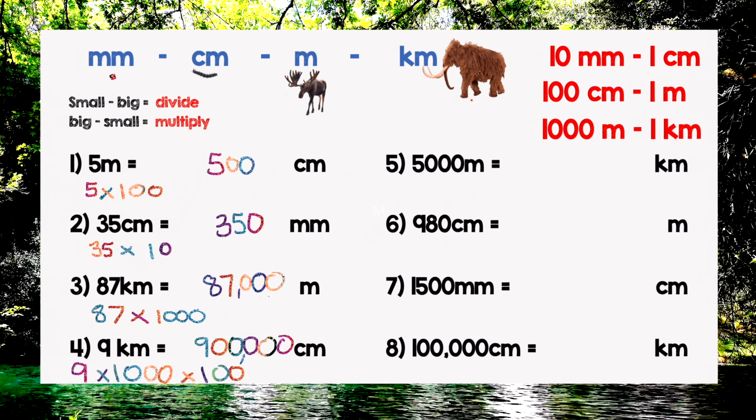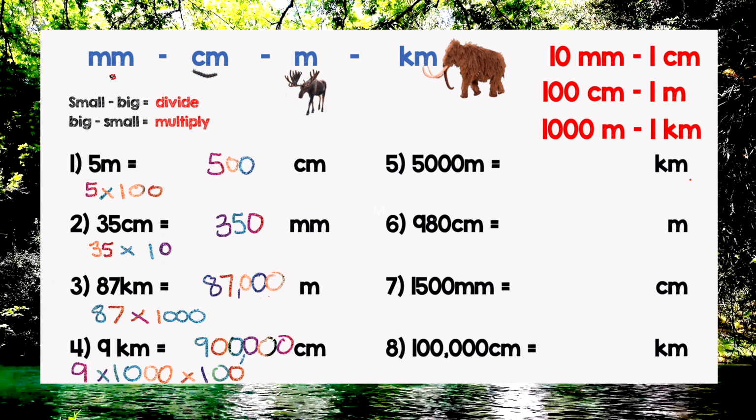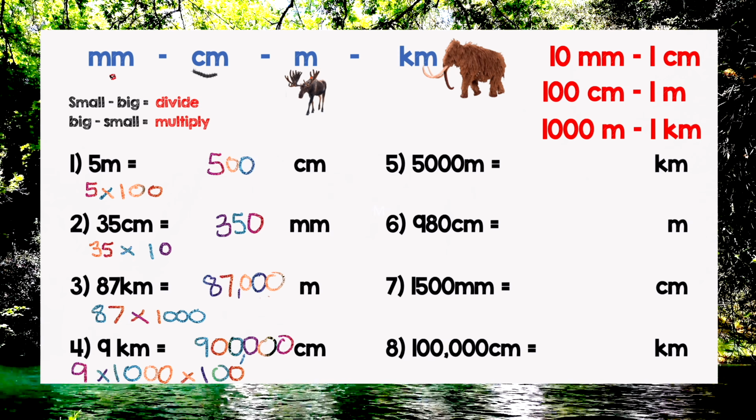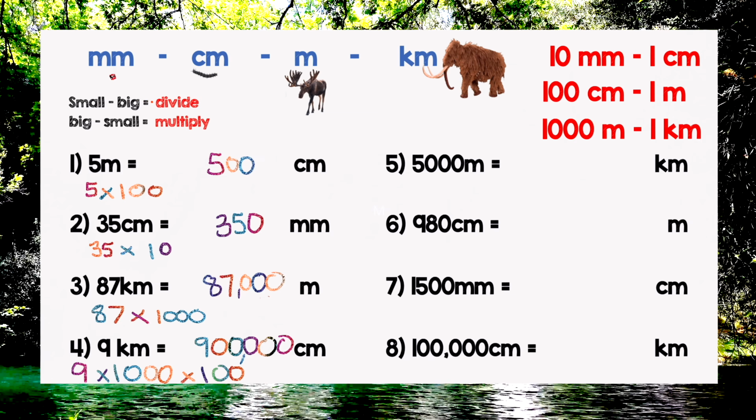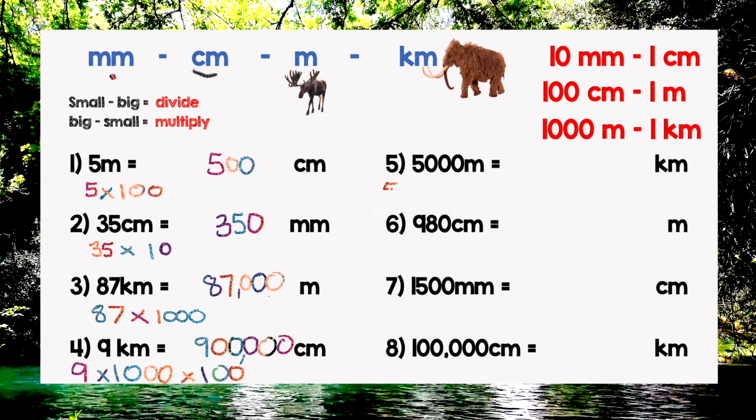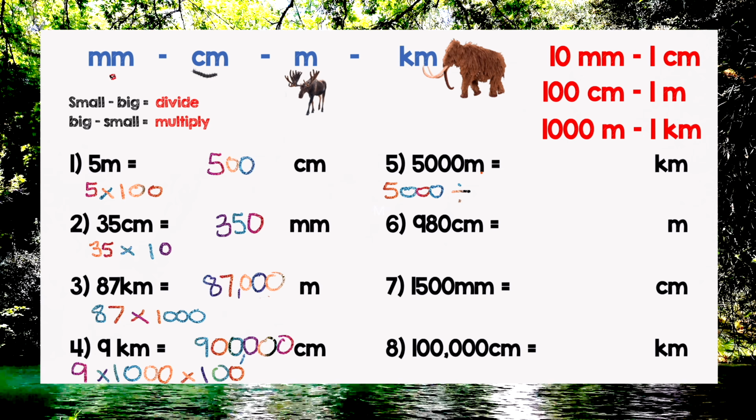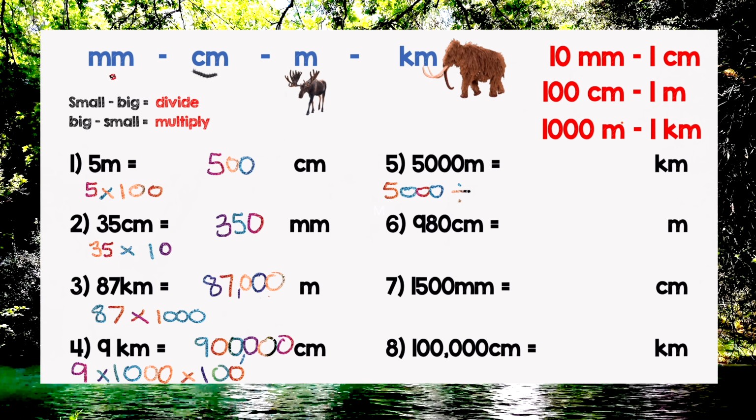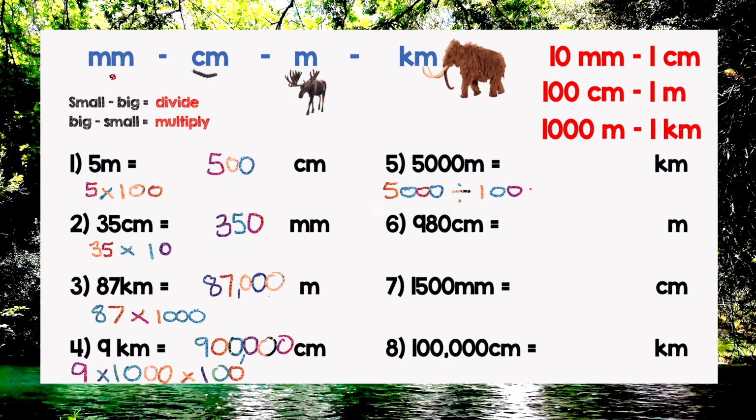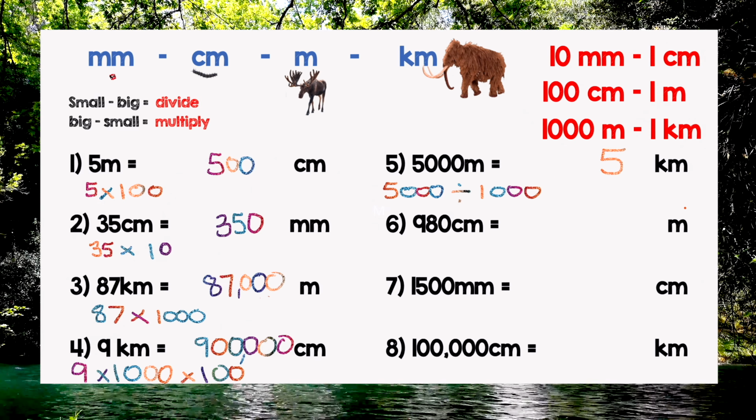So in question number 5, we have 5,000 meters. And how many kilometers would that be? So we're going from meters to kilometers, from small to big. So here, small to big means we divide. We have 5,000, and we're going to divide that by meters. There are 1,000 meters in 1 kilometer, so we divide by 1,000. So 5,000 divided by 1,000 is 5 kilometers.